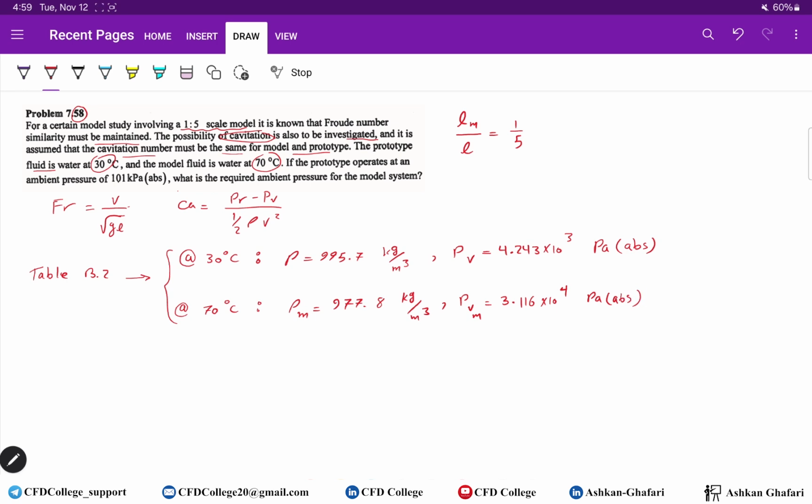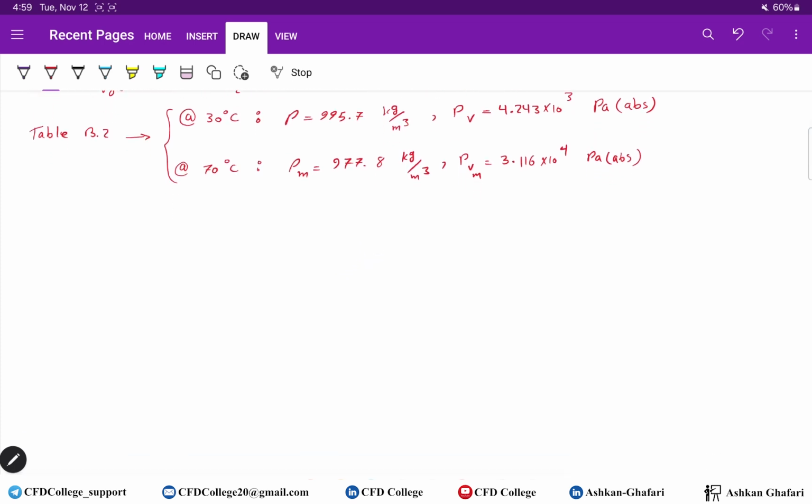So what should we do? If the prototype operates at an ambient pressure of 101 kilopascal, and you can see the absolute sign here, what is the required ambient pressure for the model system? So we should find P for the model, and this is P for the prototype. So let's start from Froude number. We know that Frm should be equal to Fr. So Vm over square root of gm Lm equals V over square root of g times L.